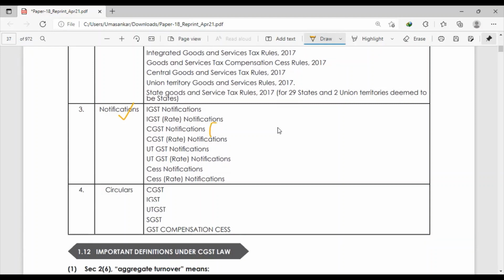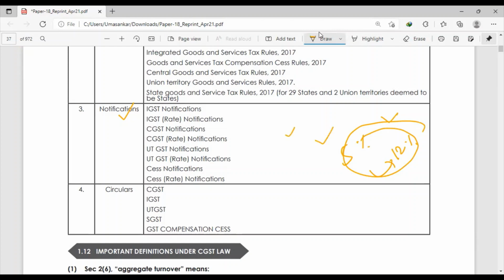Notification means, suppose a product, for example, sorry, I will give an example of notification. For some product, earlier a 5% tax was there. Now the government wants to increase it to 12% tax. How will it do this? It will release this amendment through a notification. It will issue a notification dated 13th March 2022, and we can enforce from then that this product will be taxed at 12% instead of 5%. So this information will be shared through notification.